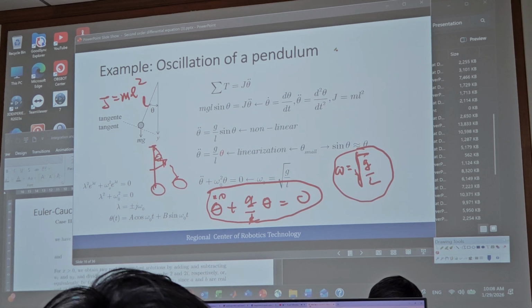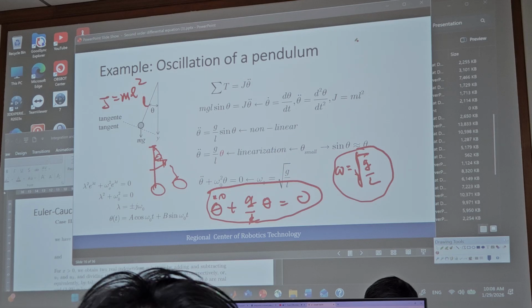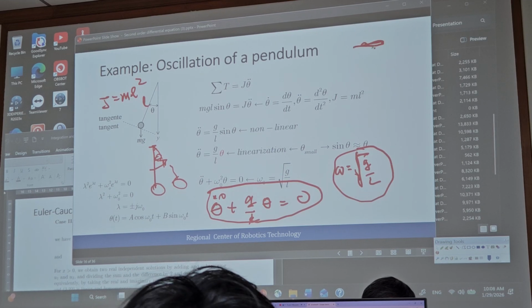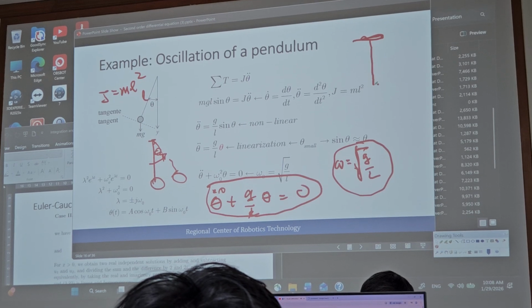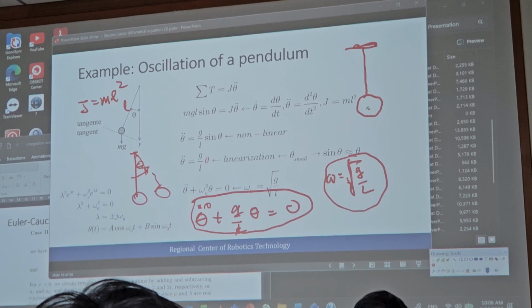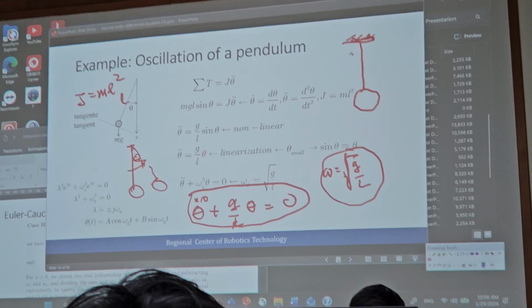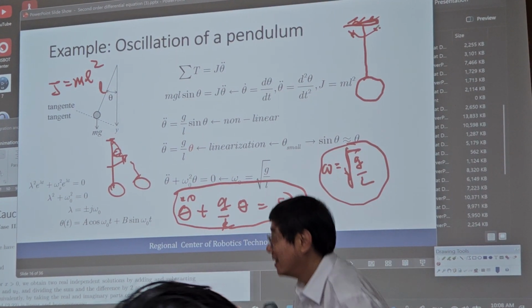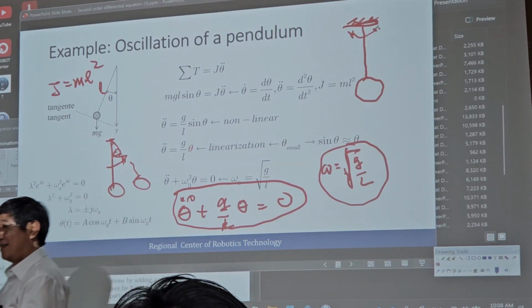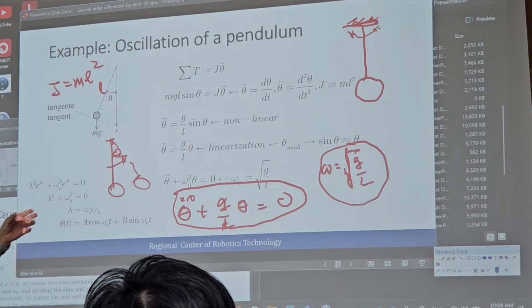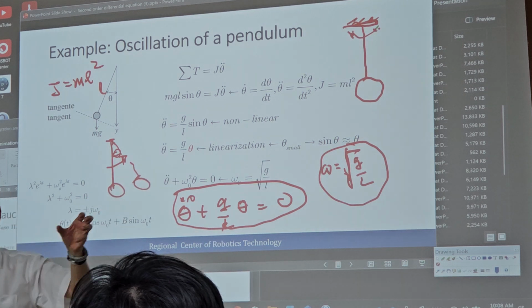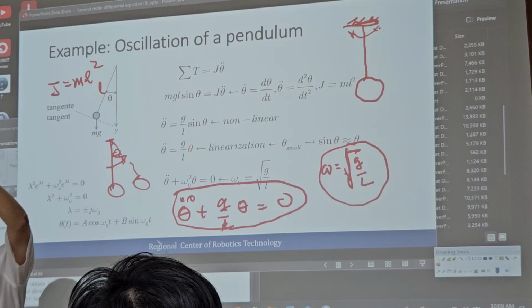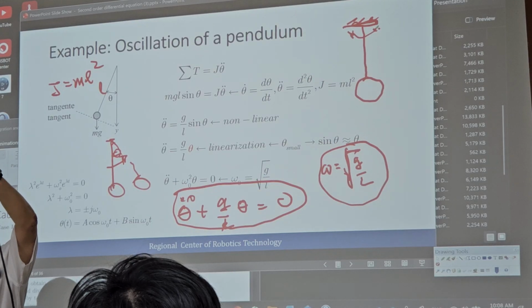This was one of the midterm exam questions. If I have a cuckoo clock, and it swings, right? You have the swing there.